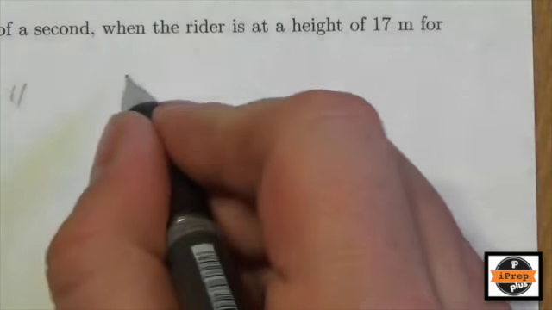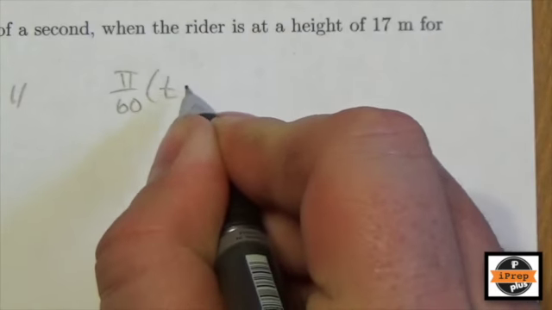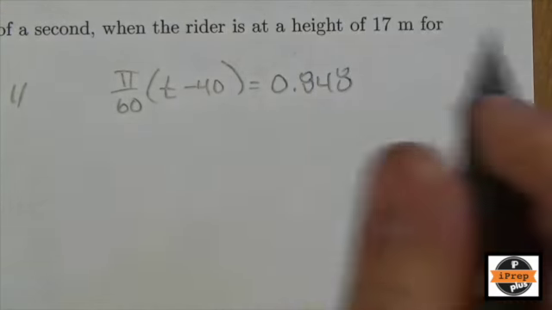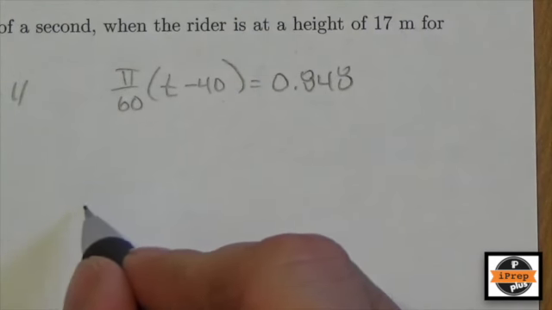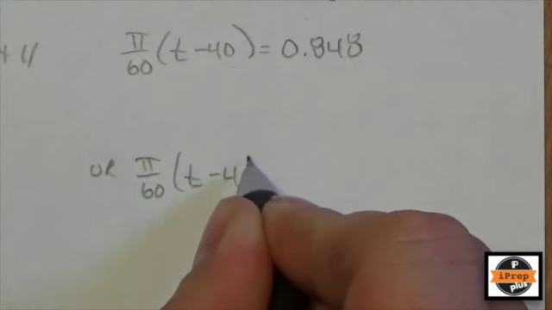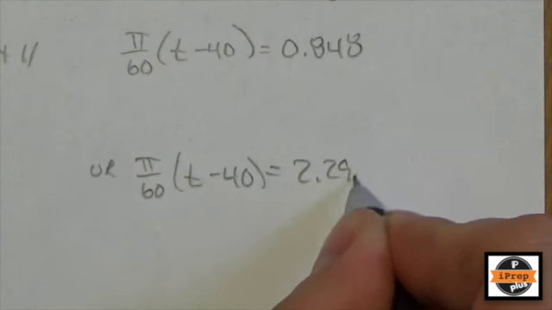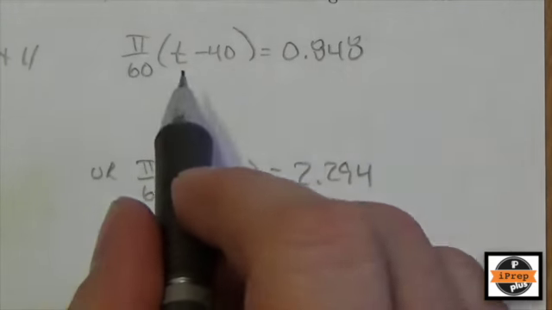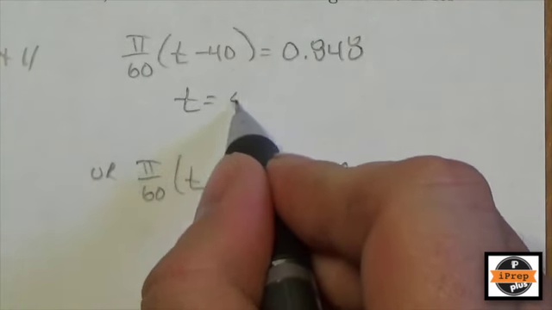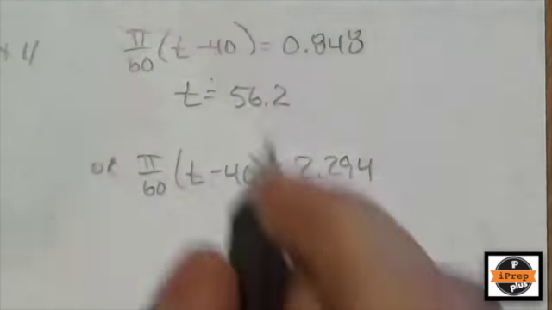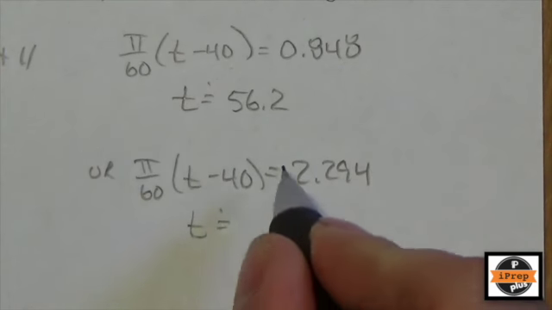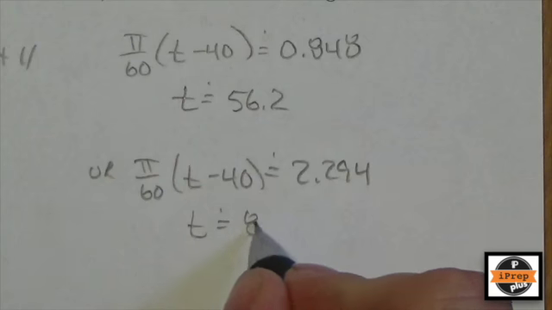So, either pi over 60 times t minus 40 is equal to 0.848, or pi over 60 times t minus 40 is equal to 2.294. Now, multiply through by 60, divide by pi, add 40, and we'll get t is equal to 56.2 roughly. For the second one, multiply by 60, divide by pi, add the 40, and we'll get that t, and these are all approximate, is approximately 83.8.